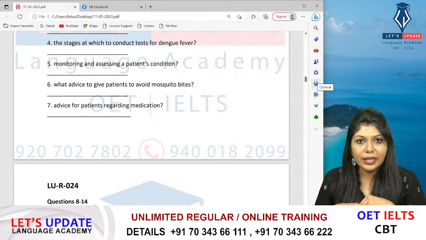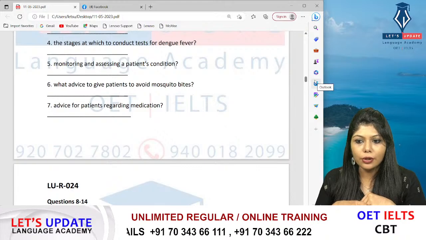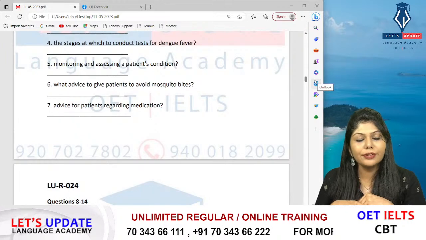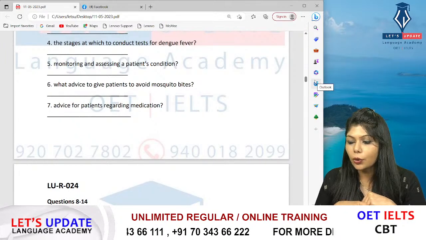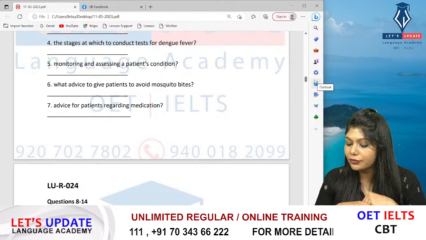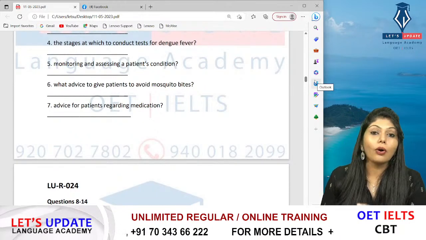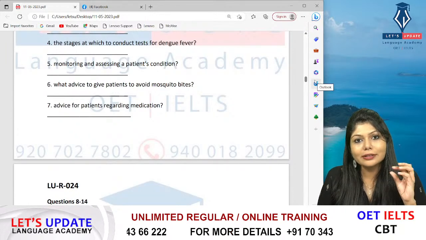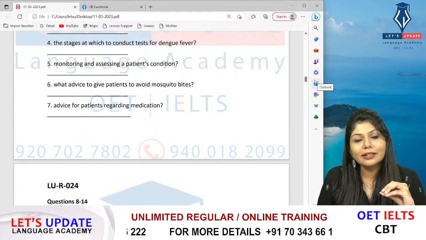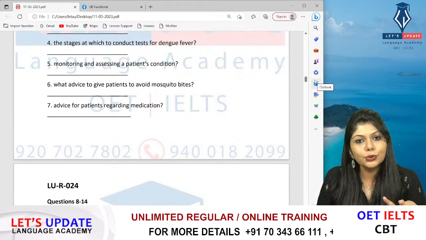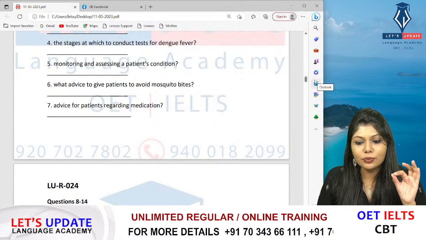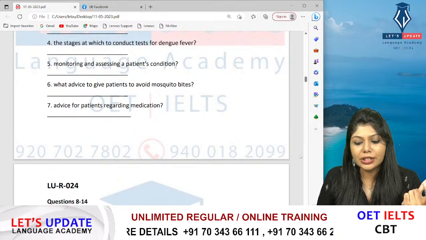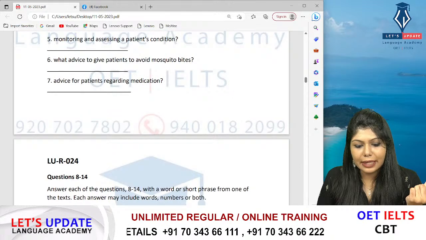When you read the question, make sure you understand where the answer for that question will be, because you can't just go and hunt for the answer in all four texts. You don't have that much time for reading all four texts for all 20 questions. So whenever you read a question, you will get an idea where that information will be.